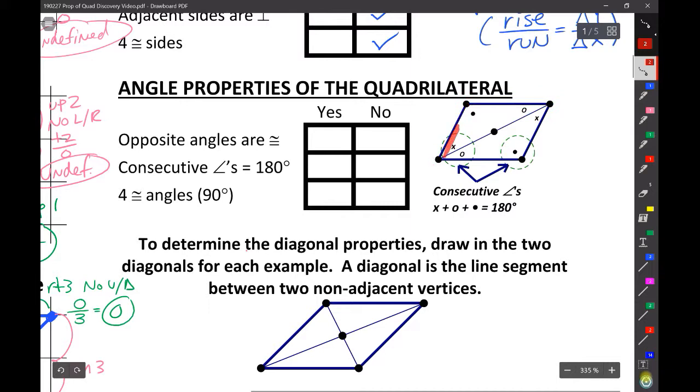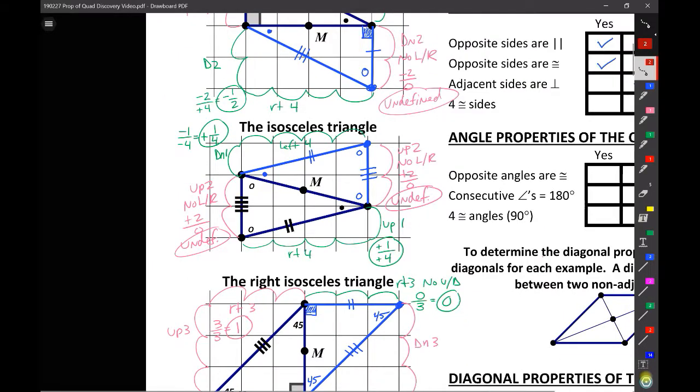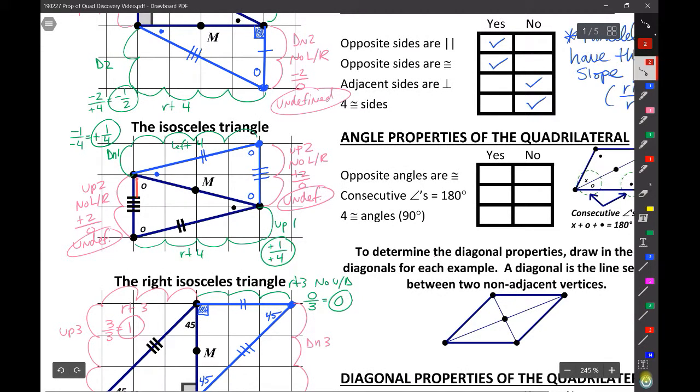Well, take a look at these consecutive angles right here. You've got an X and a hollow and a solid, which means that this angle and this angle right here, our consecutive angles, must add up to 180 degrees, because if X, hollow, solid in the triangle adds up to 180 degrees, then X, hollow, solid must add up to 180 degrees. You see how that works? So you can see it, it's kind of written in right here, and that comes from the triangle angle sum theorem.